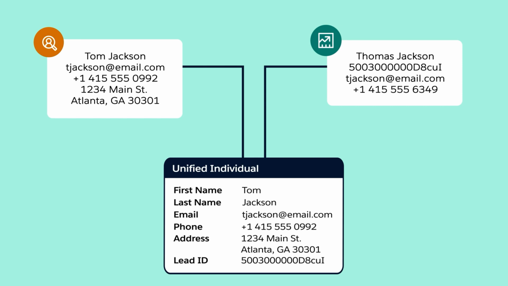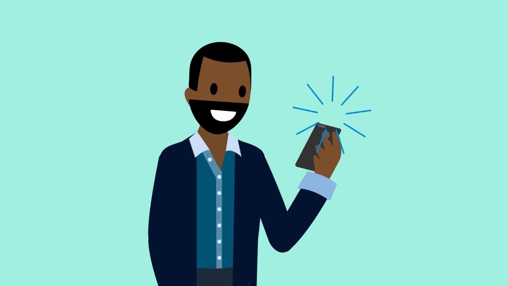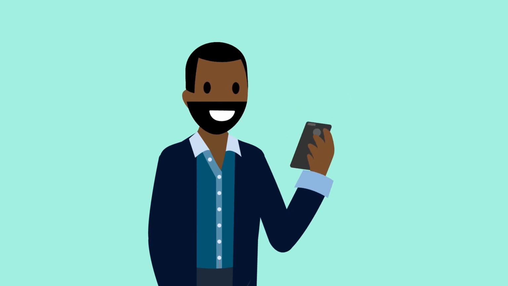After ingesting data into your Customer Data Platform, you can set up match and reconciliation rules to create a unified individual profile, creating one profile for Tom instead of two. Now that you have all of Tom's info, you can create a marketing message designed specifically for him using Marketing Cloud. Marketing to Tom just got easier.